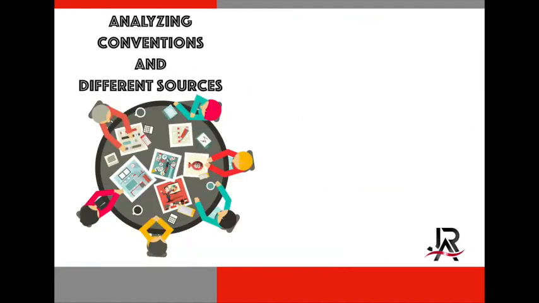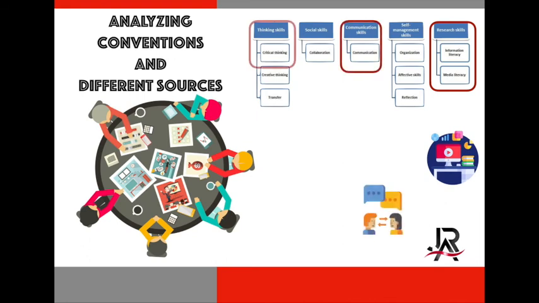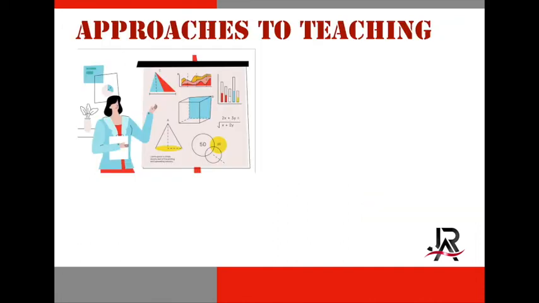When we ask students to analyze conventions and different sources, students have the opportunity to demonstrate their research skills, their communication skills, and their critical thinking skills because they are going to be analyzing and evaluating sources, synthesizing information, and comparing and contrasting different perspectives. As you can see, there are certain approaches to teaching that are conducive to demonstrating specific skills.